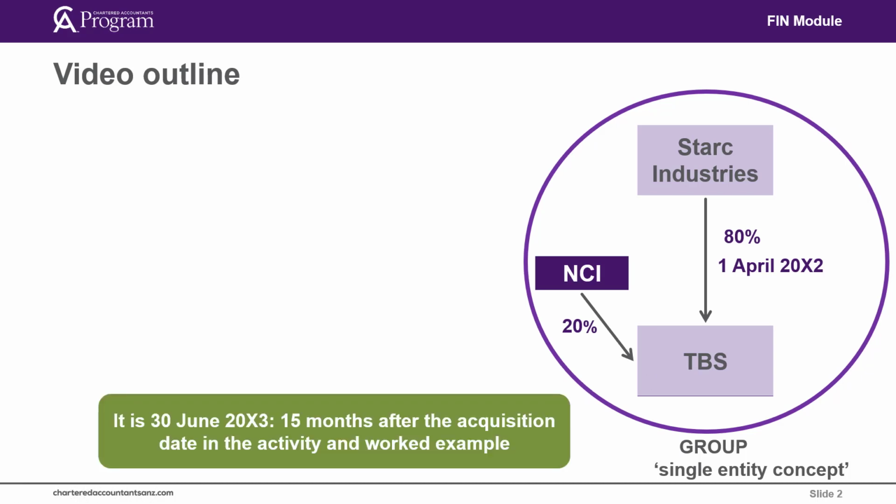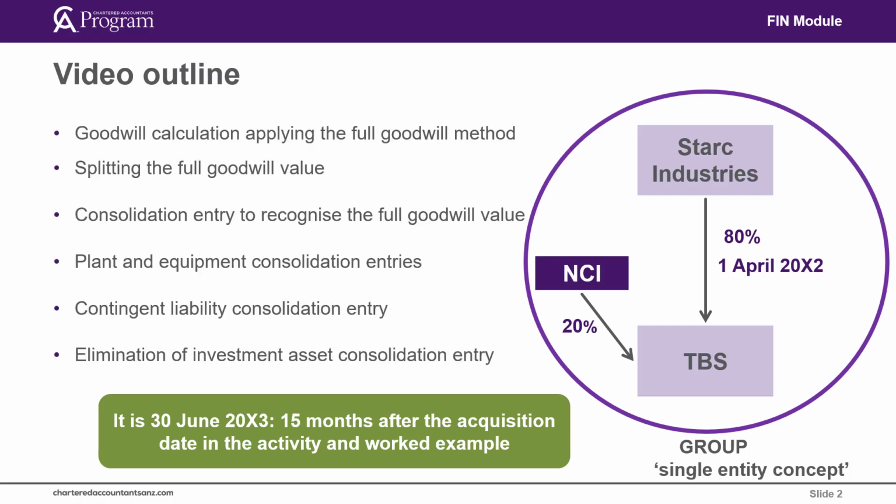It is 15 months since Stark acquired TBS, and we are focusing on the preparation of the consolidated financial statements for the year ended 30 June 20x3. In this video, we will cover the goodwill calculation using the full goodwill method, allocating the goodwill between the parent and the non-controlling interest, the consolidation entry to recognize the goodwill asset, plant and equipment consolidation journal entries, the contingent liability entry relating to a lawsuit, and the elimination of the investment asset entry.